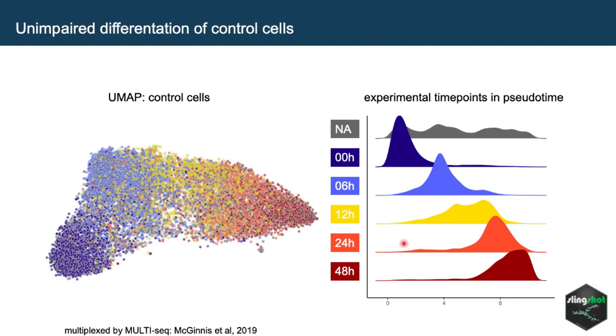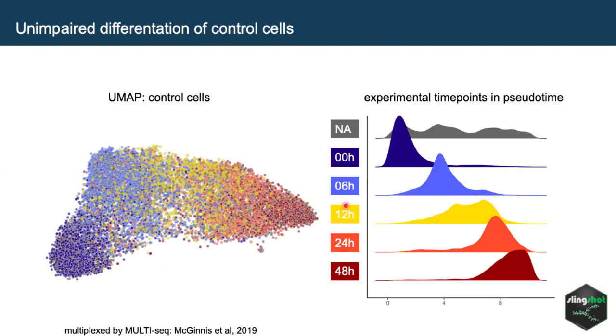And on a technical note, I have some cells where I just couldn't find my MULTI-seq barcode anymore, so I don't have the time point information. But we decided to leave the cells inside because for us, it showed that this is really a random sampling and these cells are able to commit to all stages, so they sample the whole space.